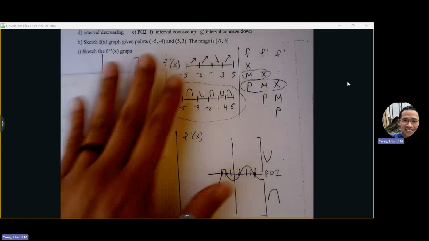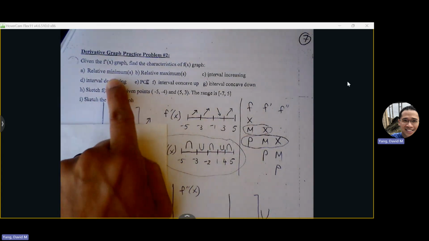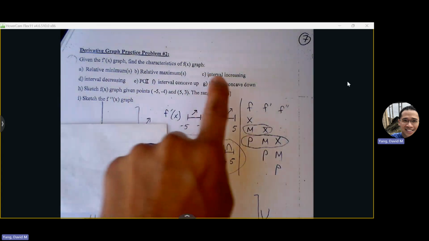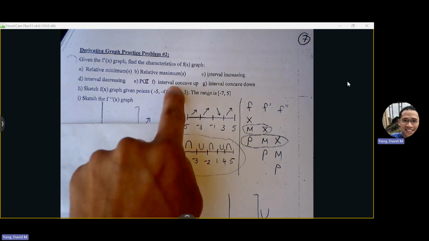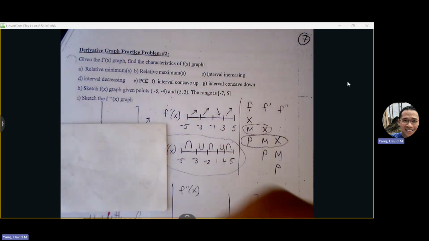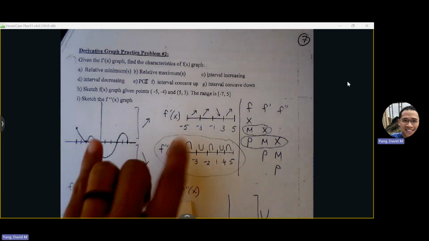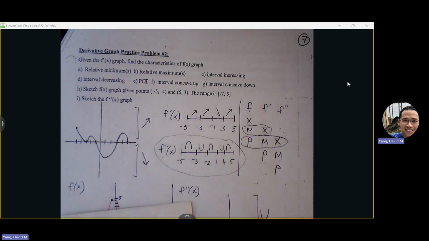Okay, let's finish off by writing out all the because statements: relative minimum, relative maximum, interval increase, interval decrease, point of inflection, concave up, concave down. I know that you guys can identify all the points, but can you write the because statements that are associated with each?